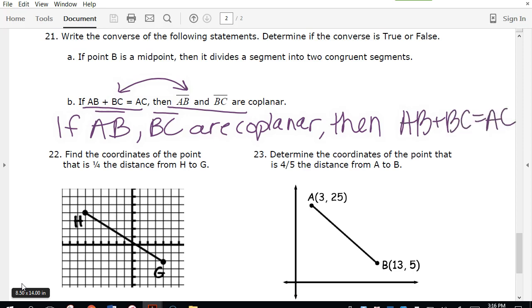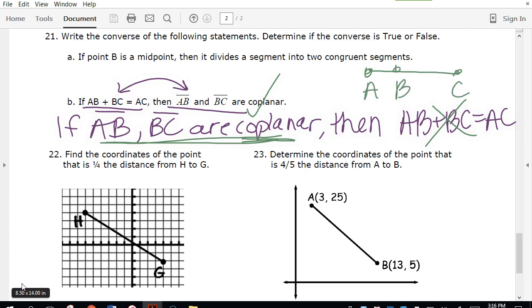And what we're trying to decide is if it's true or false. The way you decide that is you try as hard as you can to disprove it. If you can disprove it, you write false. If you can't think of a single time when this statement is wrong, then you write true. So let's see if we can draw a picture and disprove this. We want 2 segments. We need them to be coplanar. All of this needs to be true, but we want this to be false. So let me show you a time when it would be true. This is not me proving it wrong. So we've got A, B, C, AB plus BC equals AC.